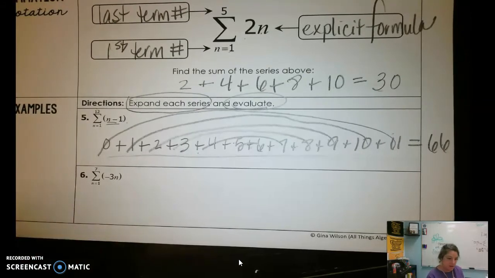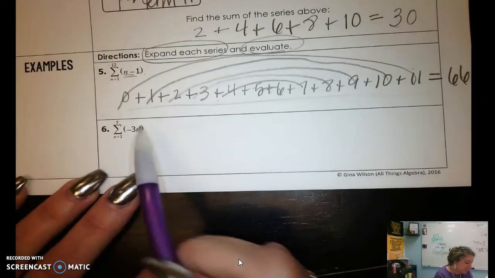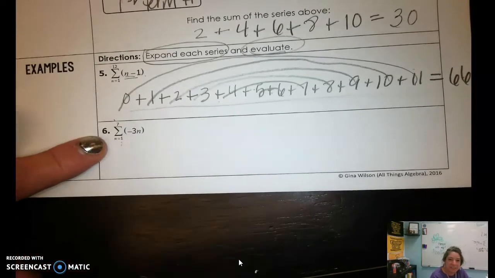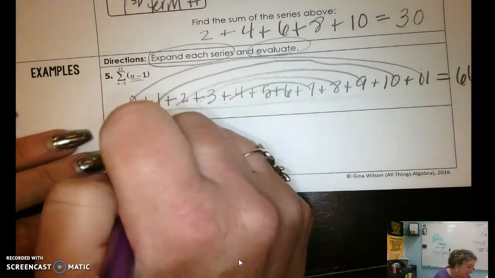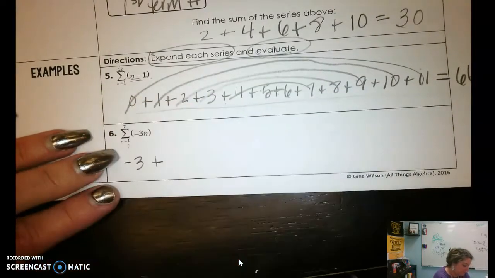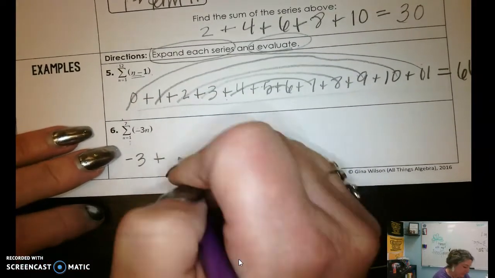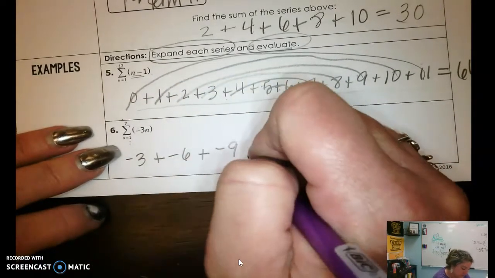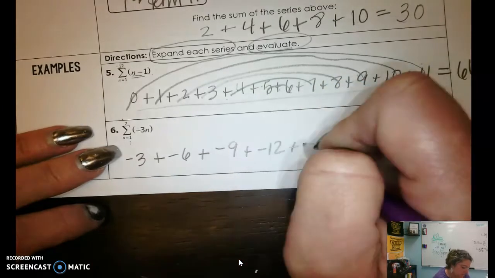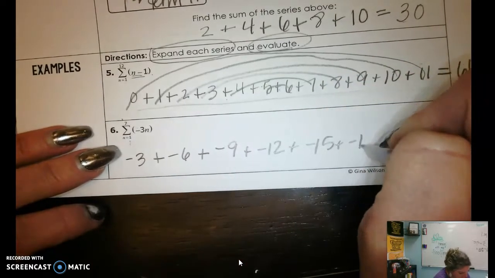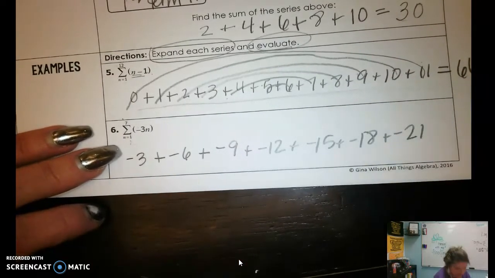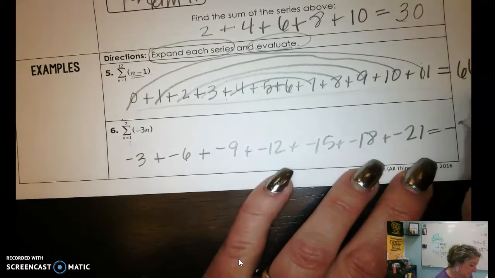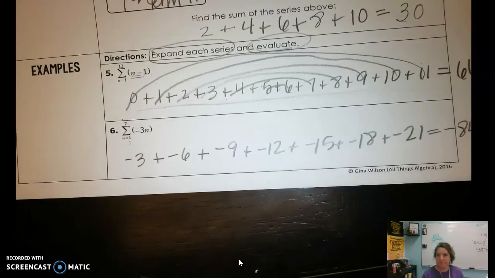Okay, all right, let's do it again. Ready? Summation notation. n equals 1, we're going to go to 7. So if I put in a 1, I get -3. If I put in a 2, -6, 3, 4, 5, 6, 7. Okay, and if you add all of that up, you get -84.